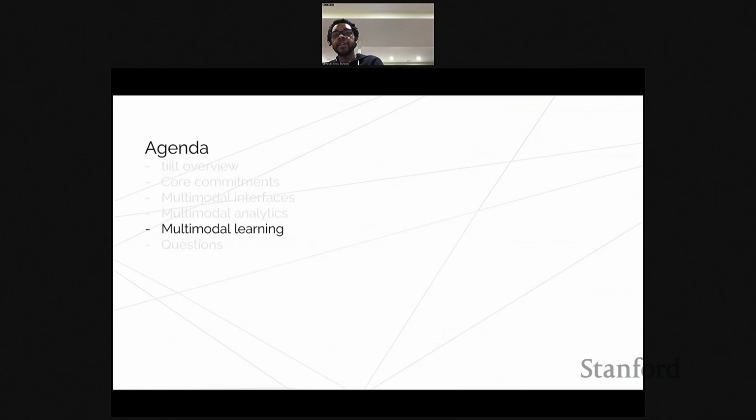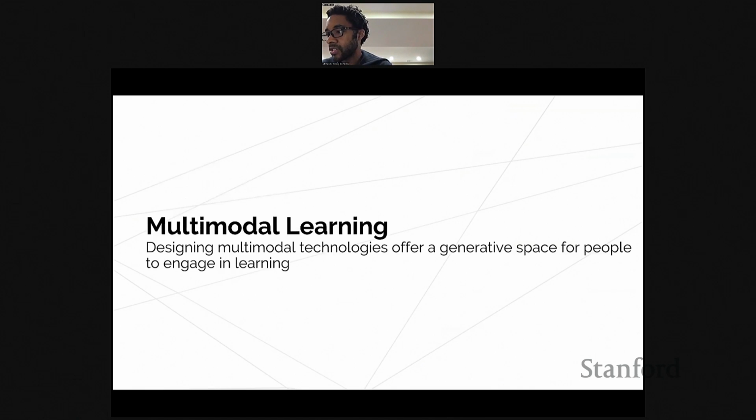All right. The last piece is, we were just looking at collaboration as a context. We looked at multimodal, we looked at Minecraft as a context. I also get really excited about the ways that we can use multimodal technology as a way to engage people in learning through designing those multimodal technologies.